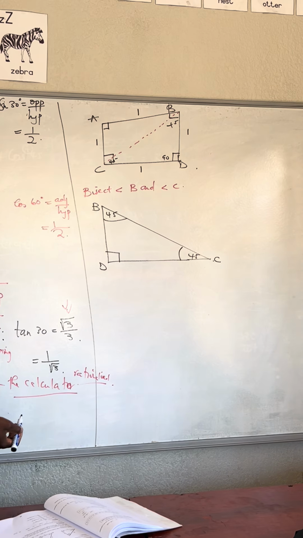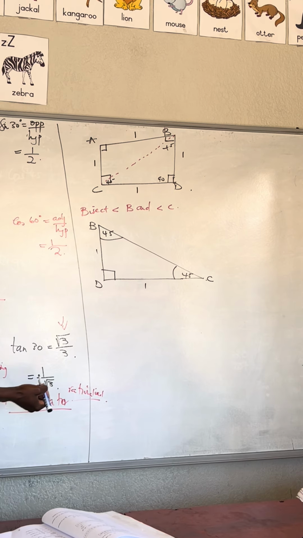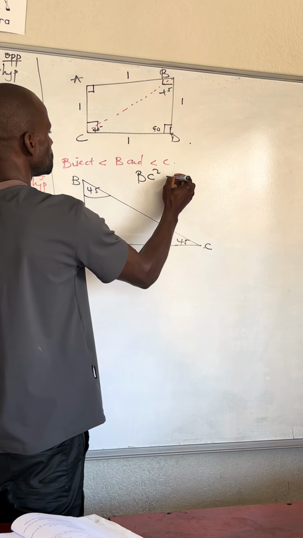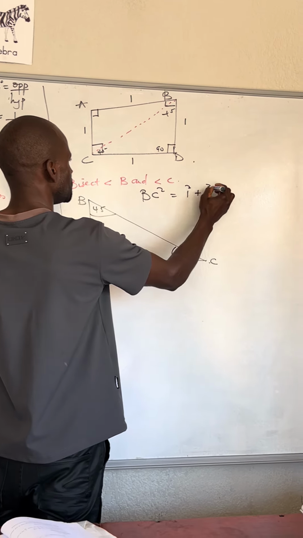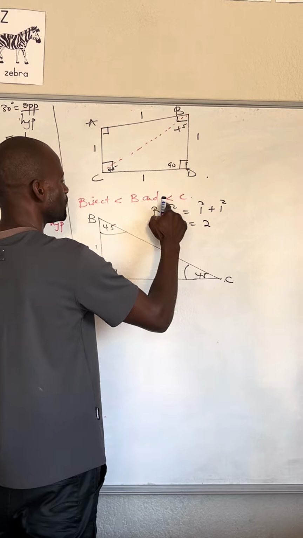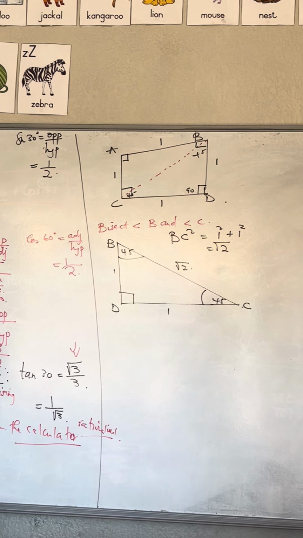Right? So we agree that this is 1 and 1 from the fact that it's a square. So we now need to calculate our BC. BC squared is equal to 1 squared plus 1 squared, which is equal to what? 1 plus 1 is 2, so it's going to be 2. Because of this square, it's going to be root 2. So this is root 2. That's how we get root 2.